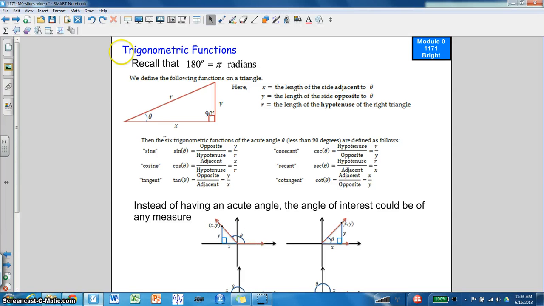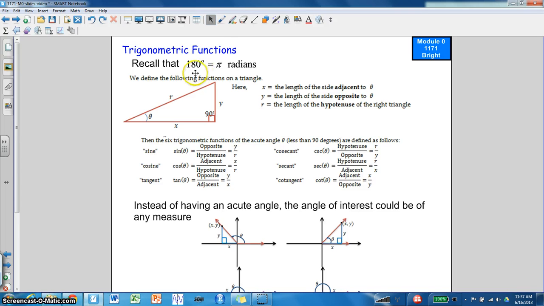Okay, and a brief review on trigonometric functions. This is by no means a complete or thorough treatment of trigonometric functions, just kind of the basics that we will need to remember when we proceed in our studies in calculus.